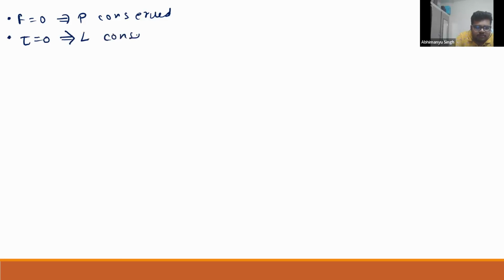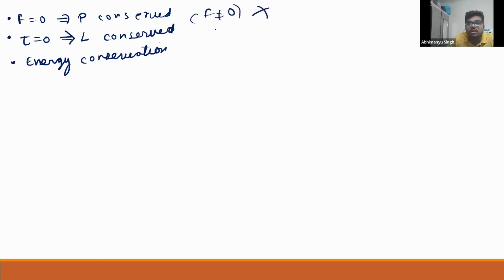What is the condition for momentum conservation? Force zero implies P is conserved. Torque zero implies L is conserved, which is angular momentum. Energy is conserved when there are no non-conservative forces. We know that force is not equal to zero, so momentum conservation will not apply. But in central forces, the direction of force is radial, so F cross R, the torque, is zero. That implies we can use angular momentum conservation. And there is no friction or heat, so we can apply energy conservation as well.